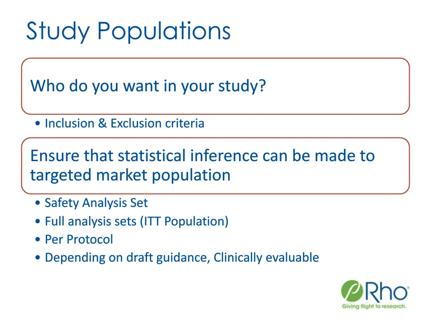The safety analysis set is anyone who received at least one dose of study treatment. This set is used for all safety analysis reporting on outcomes like adverse events, clinically significant vital signs, and laboratory test results. Our full analysis set is also referred to as the intent to treat or ITT population.